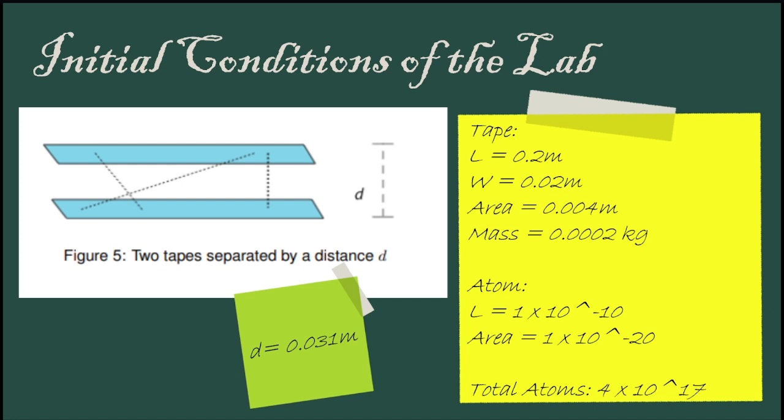An atom has length 1 × 10^-10 meters, and the area of the atom is just that squared. The total amount of atoms on the piece of tape is just the area of the tape divided by the area of an atom, which gave us an answer of 4 × 10^17 atoms on the piece of tape.